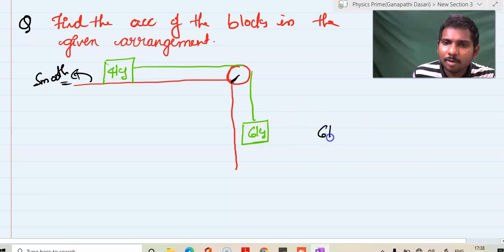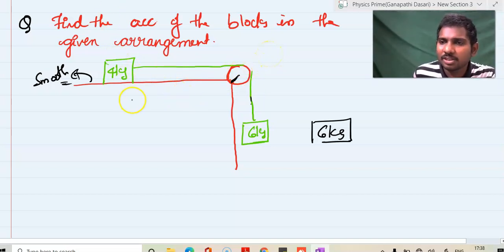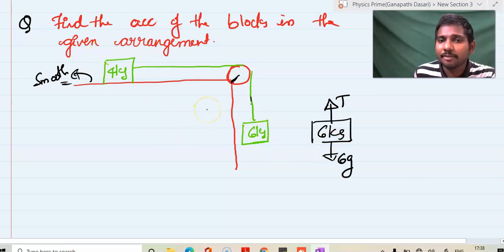So for the 6 kg block free body diagram, there is a tension in the string, and the tension will be constant throughout the string, considering this pulley is ideal. Whatever questions we are discussing in Newton's laws of motion, we consider the pulley to be ideal. So on the 6 kg there will be a tension T, and there will be 6g downwards, and this system conveys to you the 6 kg block should go downwards. This is going with an acceleration a.